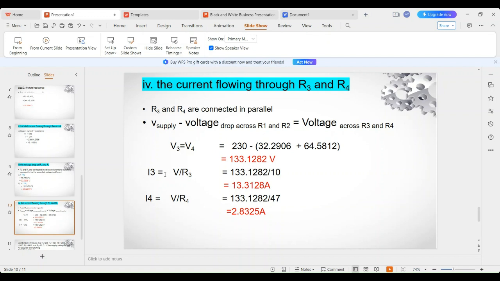Therefore, I3 will be equal to 133.1282 divided by 10. That will give us 13.3128 amperes, and our I4 will be equal to V4 divided by R4. That is 133.1282 divided by 47, and therefore we shall get 2.8325 amperes. I believe you have understood that, and I believe it's clear.